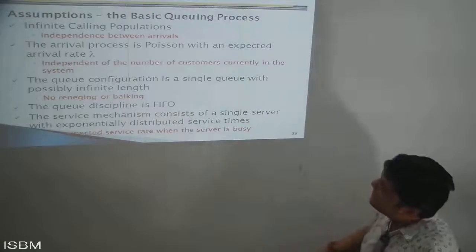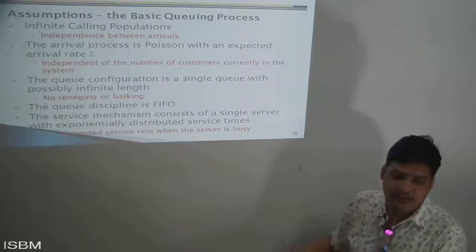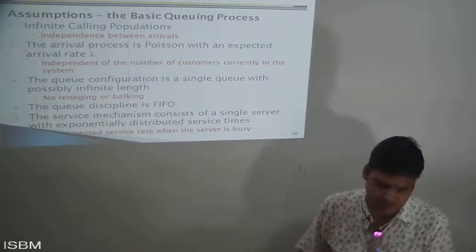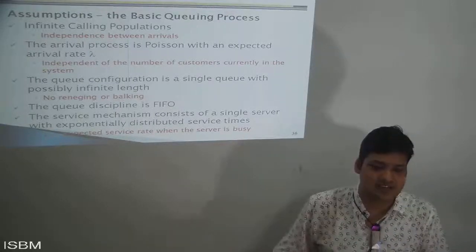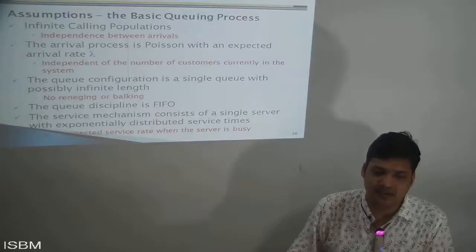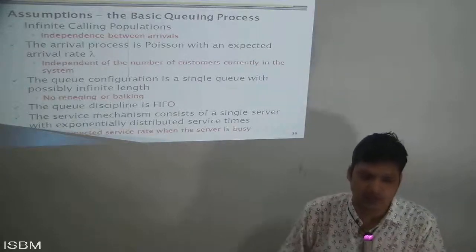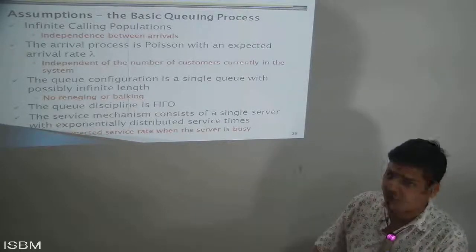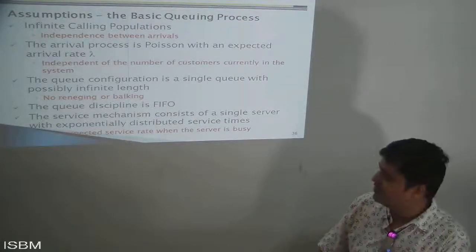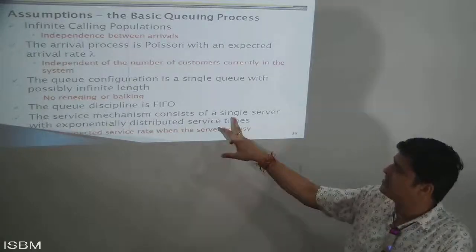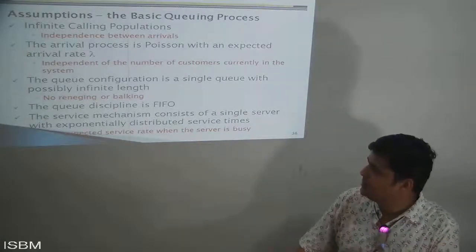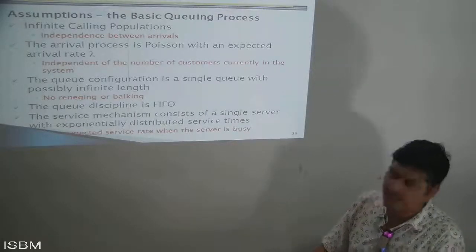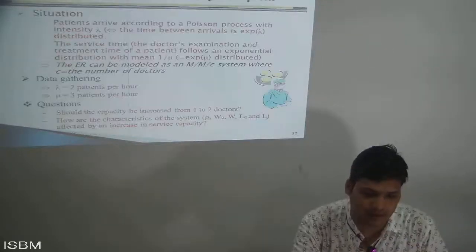The arrival process is Poisson with an expected arrival rate lambda, which is independent of the number of customers currently in the system. The queue configuration is a single queue with possibly infinite length. No reneging or balking. The queue discipline is FIFO, which I have told you about, first in first out. The service mechanism consists of a single server with exponentially distributed service time. Mu is equal to the expected service rate when the server is busy.